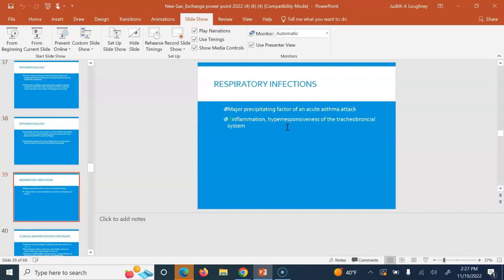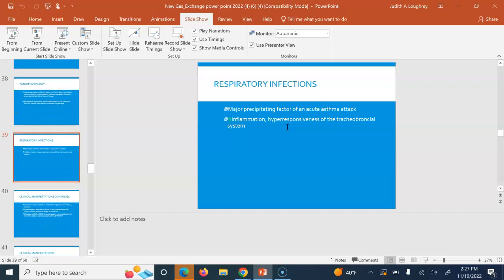Respiratory infections are the major precipitating factor of an acute asthma attack, which basically increases inflammation and hyperresponsiveness of the tracheobronchial system.